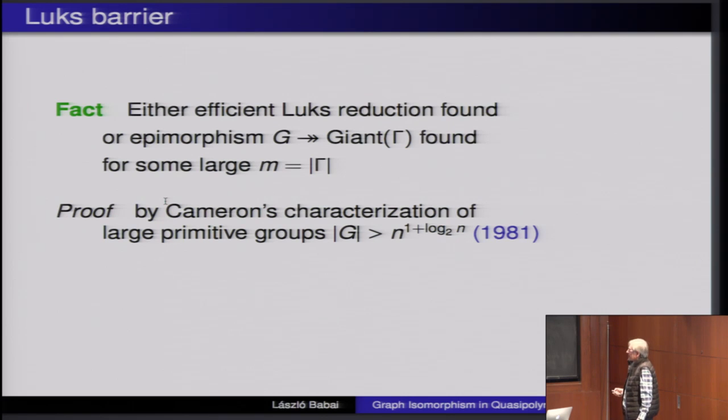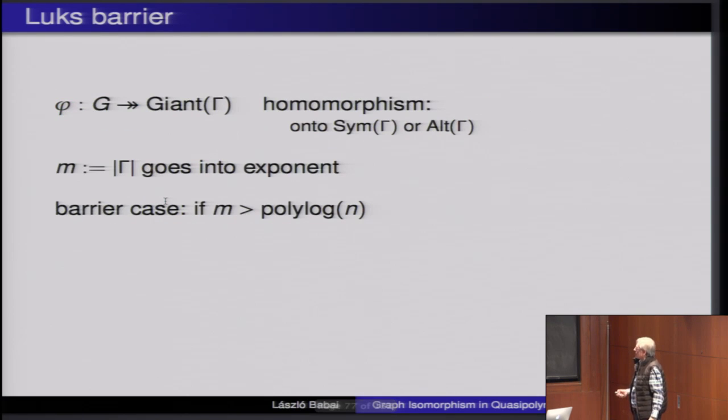And so what we find is that if Luks's algorithm bogs down at a certain point where it would be too expensive to do the descent combined with the chain rule, then we magically have some other domain on which the group acts as a giant. And the size of that domain, this M, goes in the exponent of the running time of Luks's algorithm. So we are fine as long as that other domain has polylogarithmically bounded size, but we have a problem when it is greater than that. In fact, we are going to draw the line at just a constant times log n.